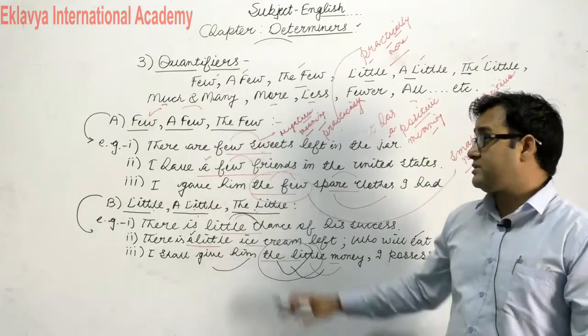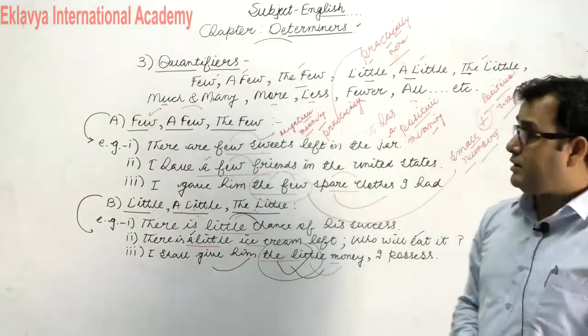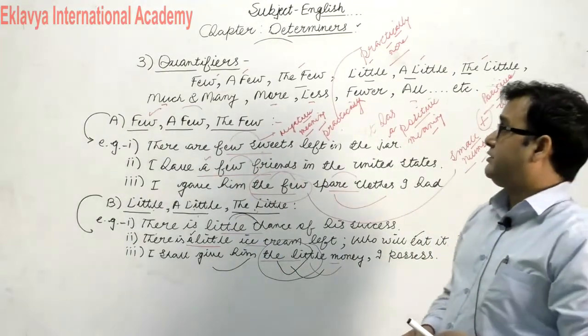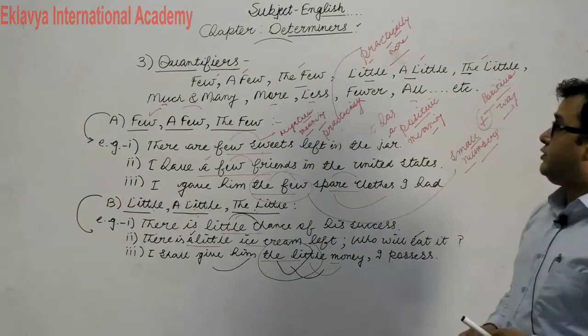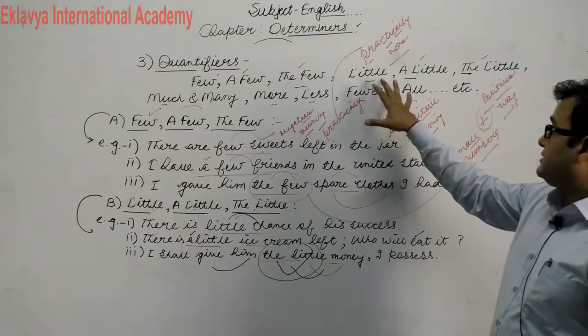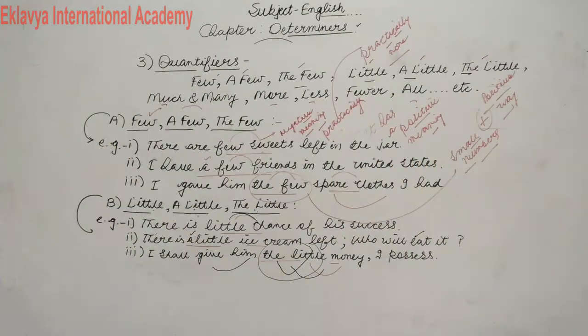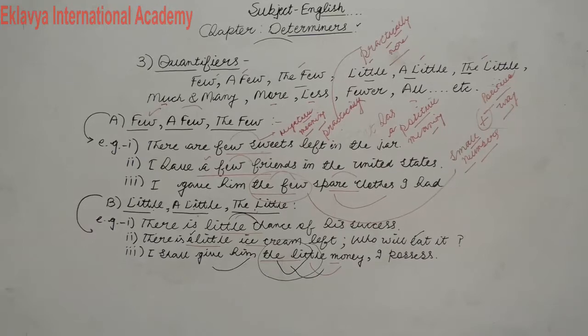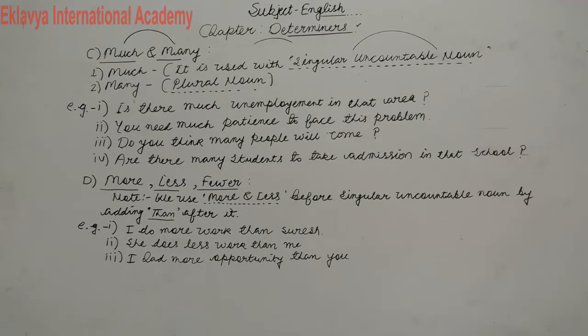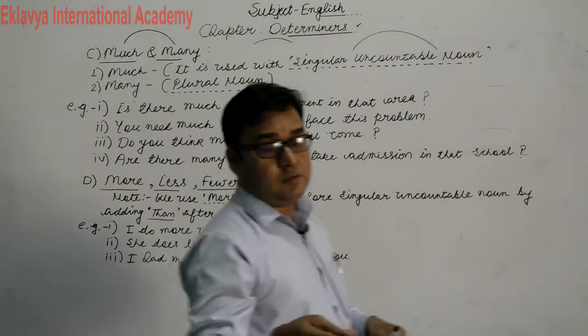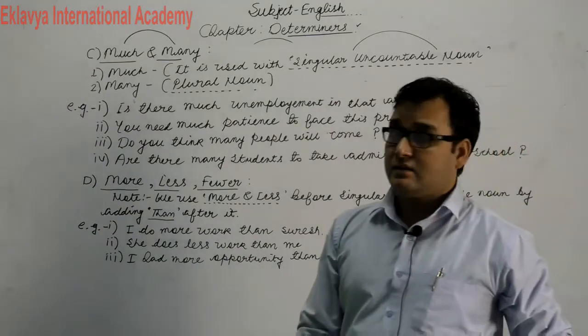When we speak about numbers, few will come. Okay, it's all about your point number 1 of quantifiers: few, a few, the few, and point number B: little, a little, and the little. Let's have the next one. So students, let's have the next point, quantifier, just to save your time.